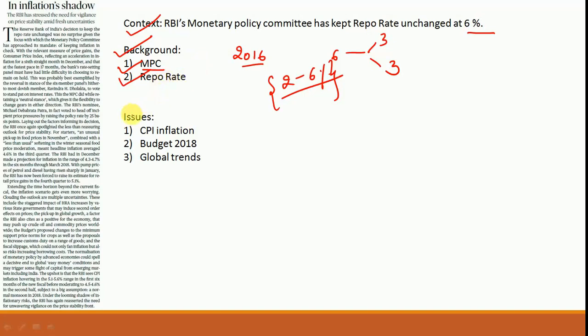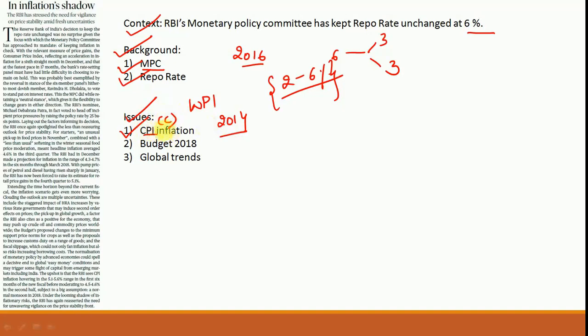Now coming to the issues which are important here. The first issue is with regards to the consumer price index inflation. You need to know that whenever the RBI considers inflation, it always takes the consumer price index. Previously it was the wholesale price index, but since 2014 this has been changed to the consumer price index, that is, the combined consumer price index. So first thing, this is important from the prelims point of view.